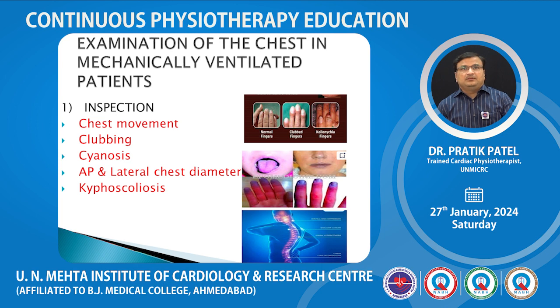Examination of the chest in mechanically ventilated patients. First we will see the inspection, in which we will see chest movement, whether the movement is symmetrical or not, clubbing as shown in the first picture, cyanosis. There are two types of cyanosis, central and peripheral. Central is commonly found in tongue and lips, and peripheral is found in extremities, like that shown in the second picture. AP and lateral chest diameter, kyphoscoliosis, which is shown in the last picture.